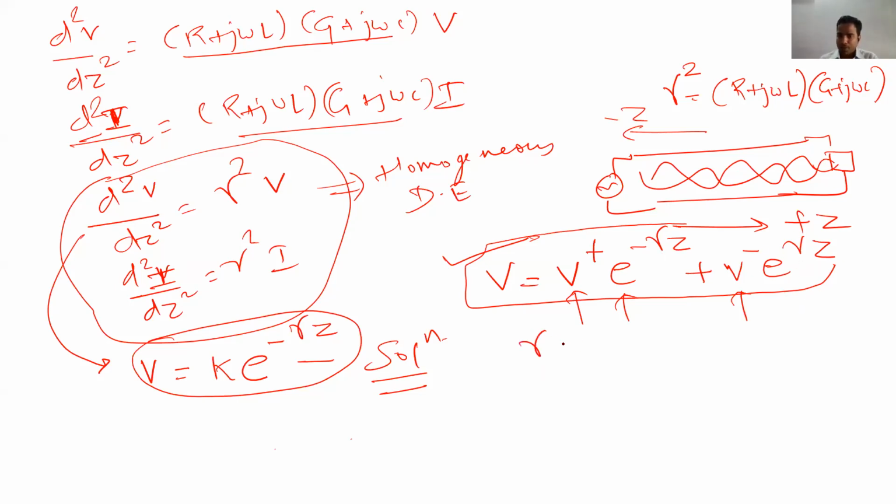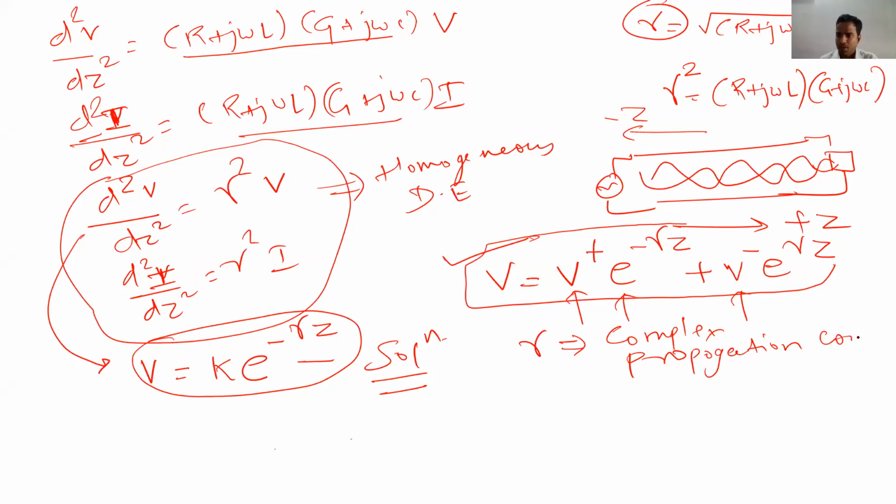So our gamma is a complex quantity. We saw in the earlier slide that gamma square is (R plus j omega L) times (G plus j omega C). So gamma will be the square root of (R plus j omega L) times (G plus j omega C). This is a very important parameter, gamma, a complex quantity, and it is called the propagation constant. As the wave is propagating, this is the propagation constant gamma, and the unit is per meter.